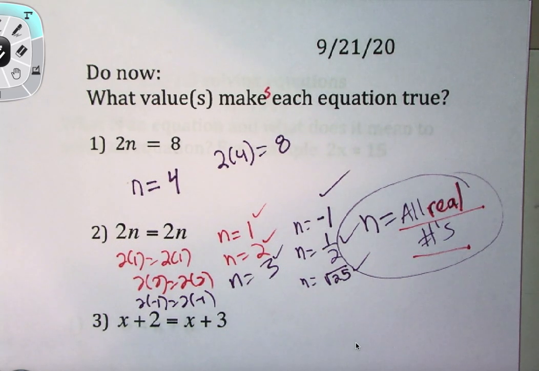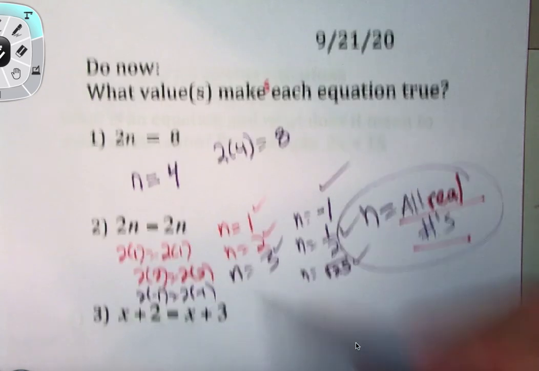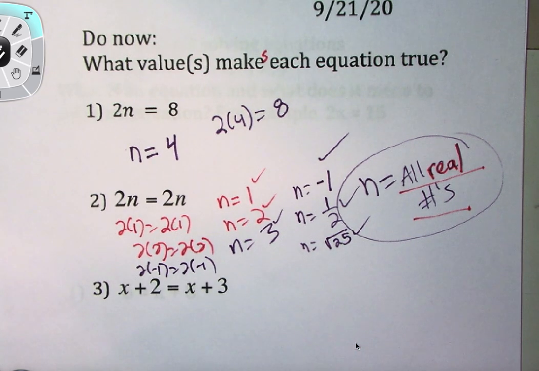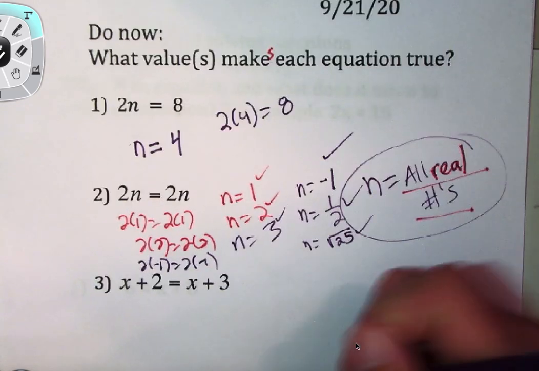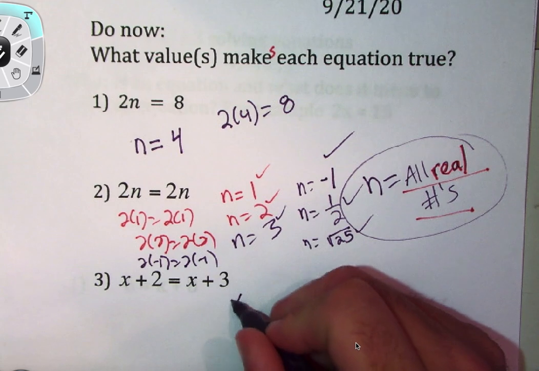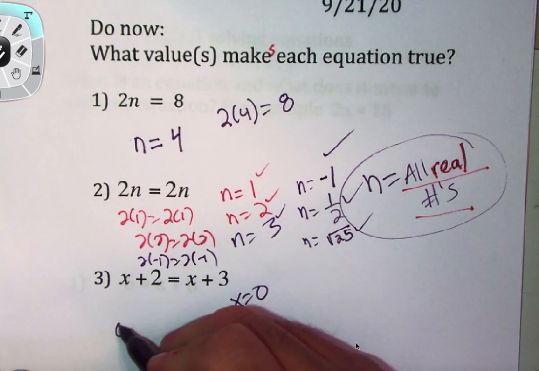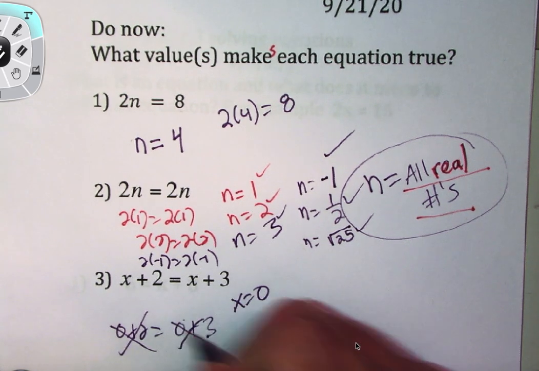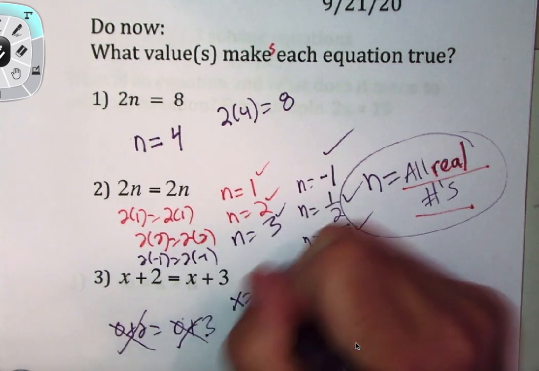Great. Okay, and how about this one? Can you think of a value for x that makes the last one true? x plus 2 equals x plus 3. And someone always says 0. They're like, oh, cool, 0 works, because 0 plus 2 equals 0 plus 3. No, that's not going to work. So 0 doesn't work.